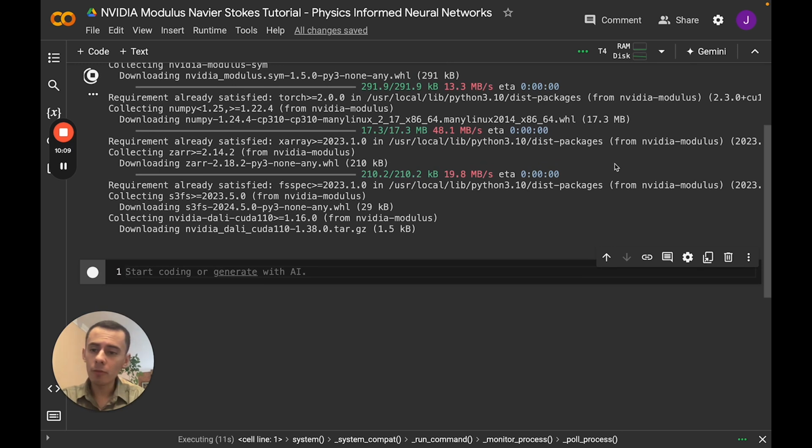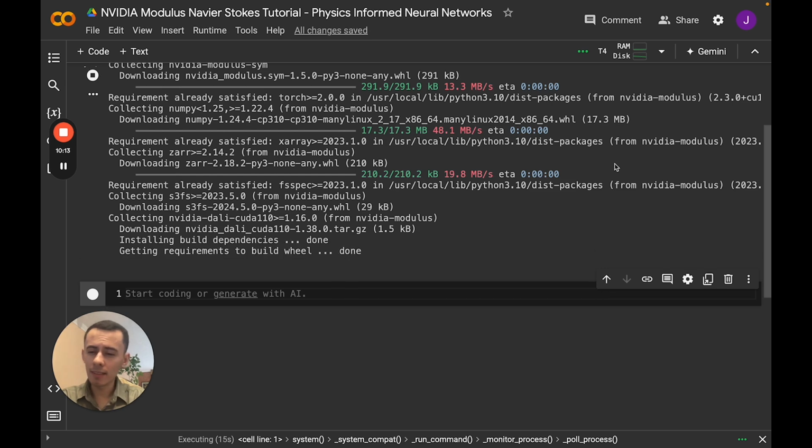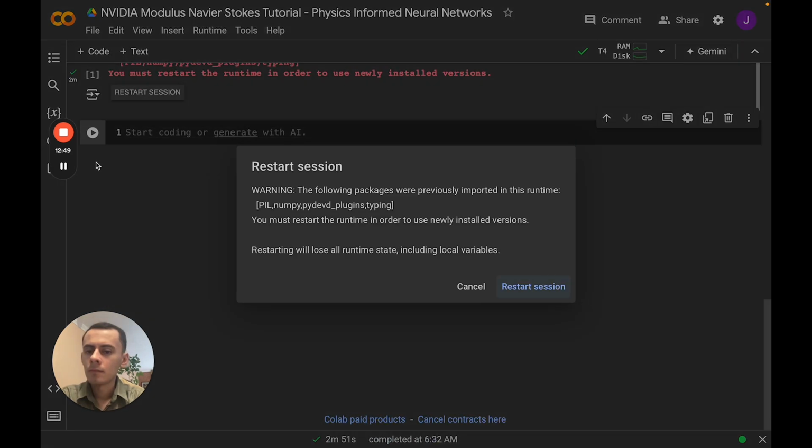Very powerful. So we wait a bit for the installation to come through. Okay, I was getting impatient. It was taking a while. It takes like 3 minutes, I think, to install the whole thing.